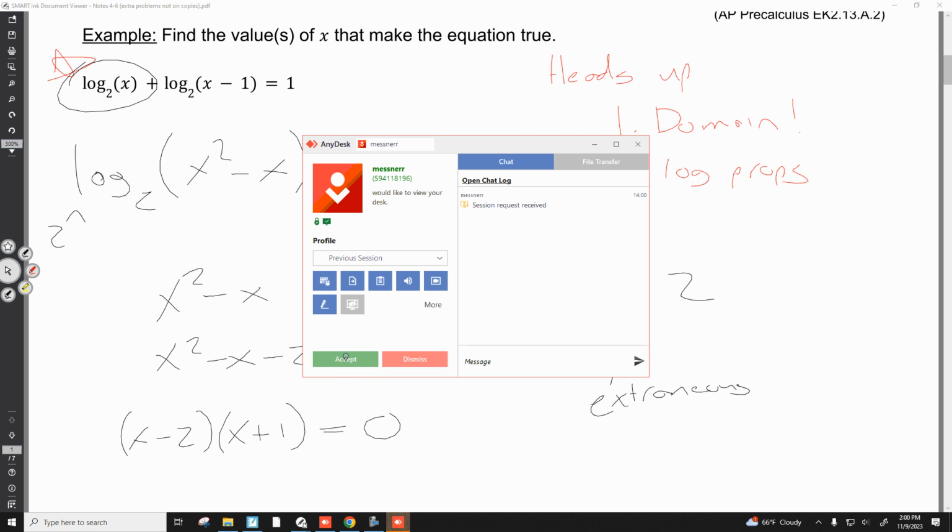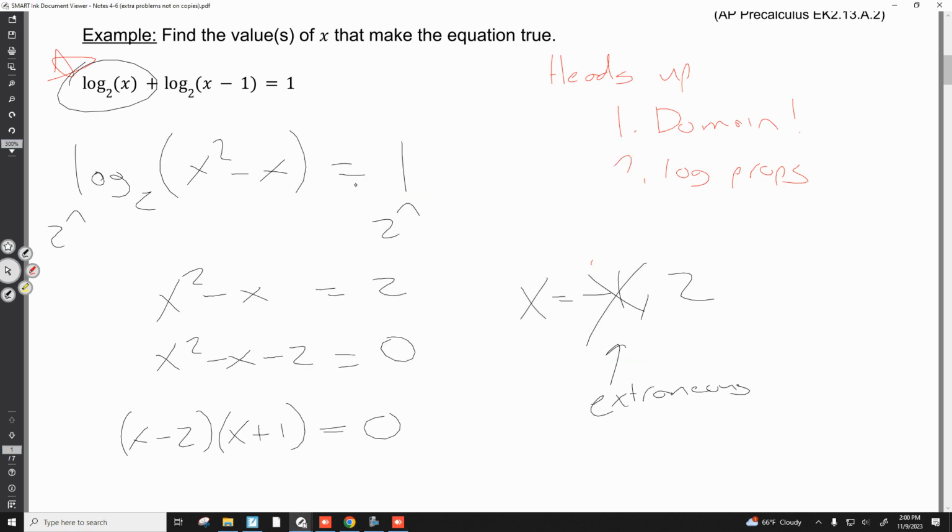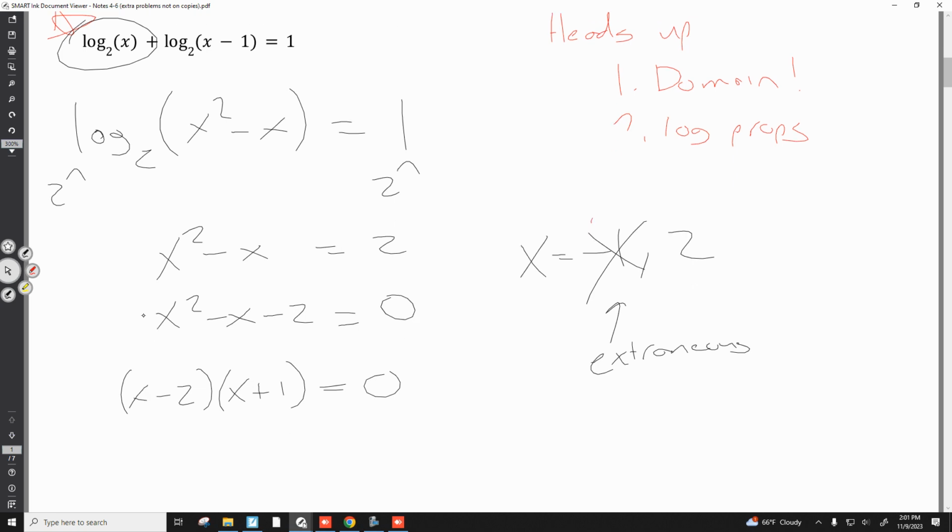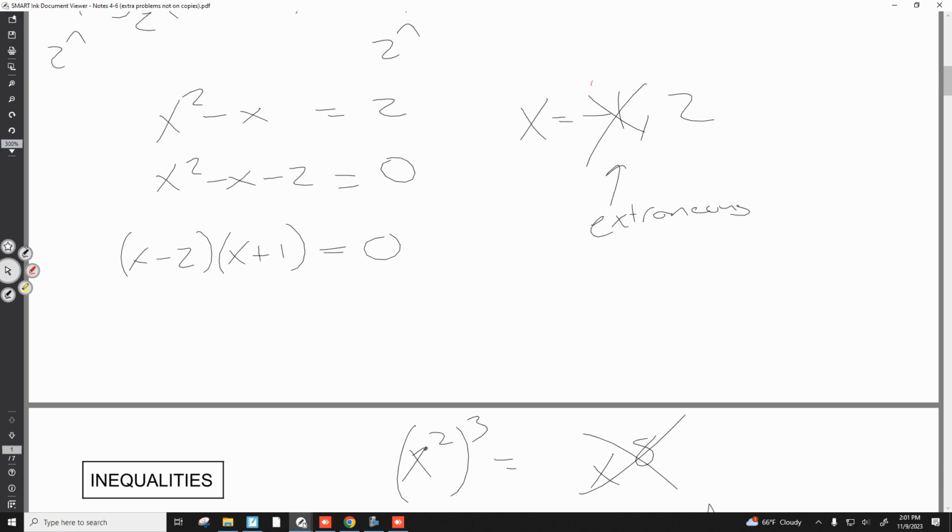Okay, we are going to stick to more log equations first. Start over, that was great. What did you just say?